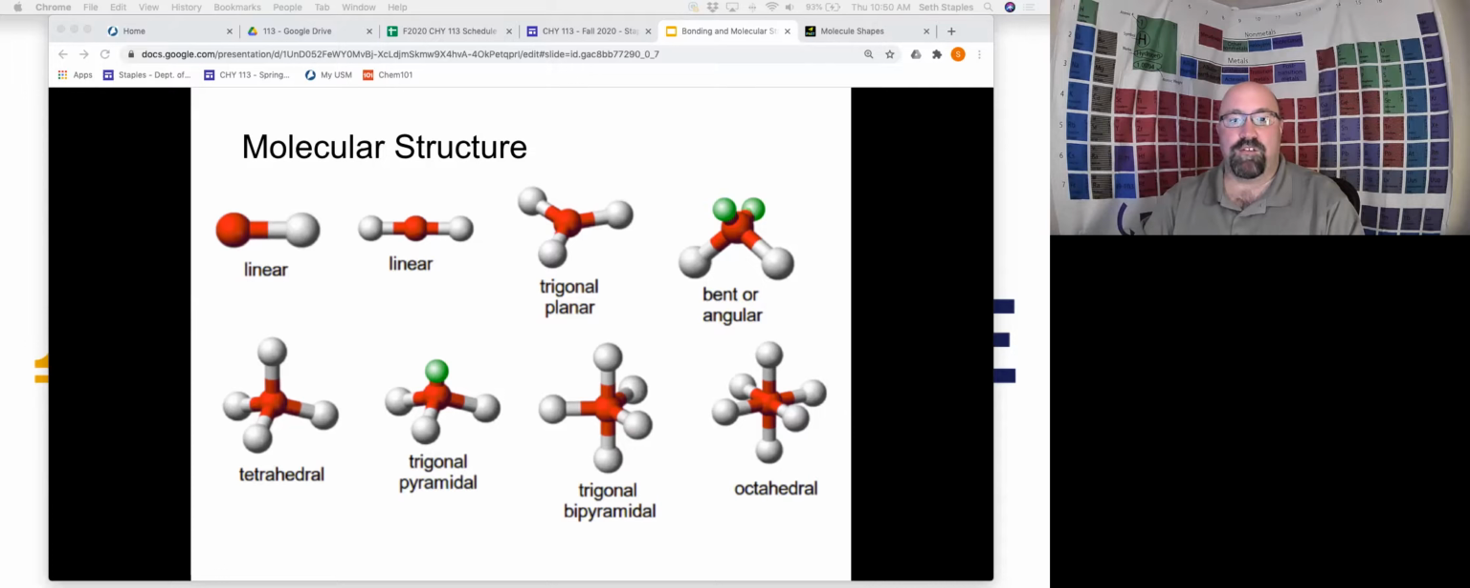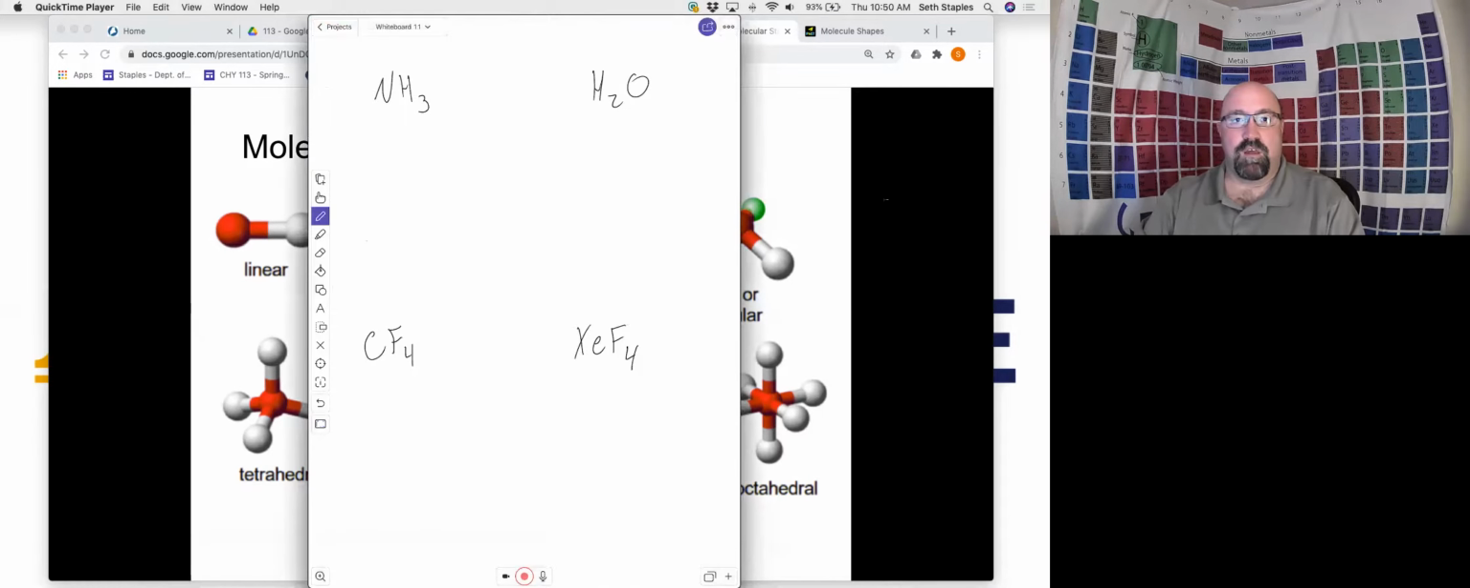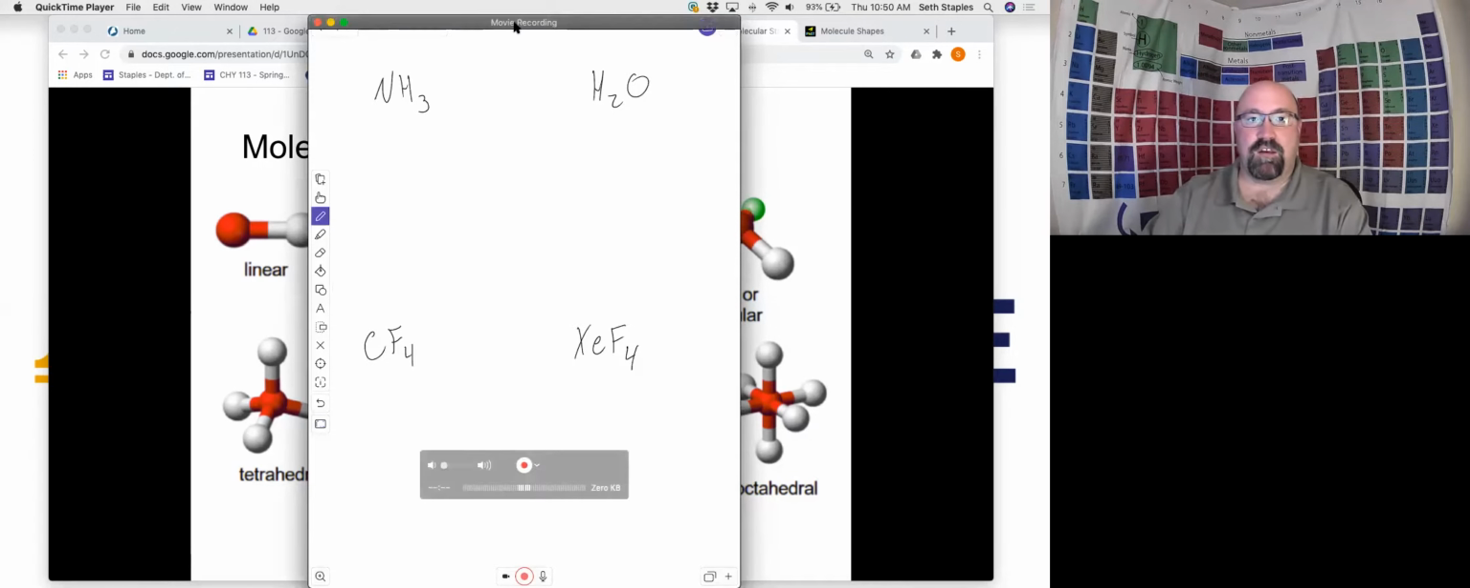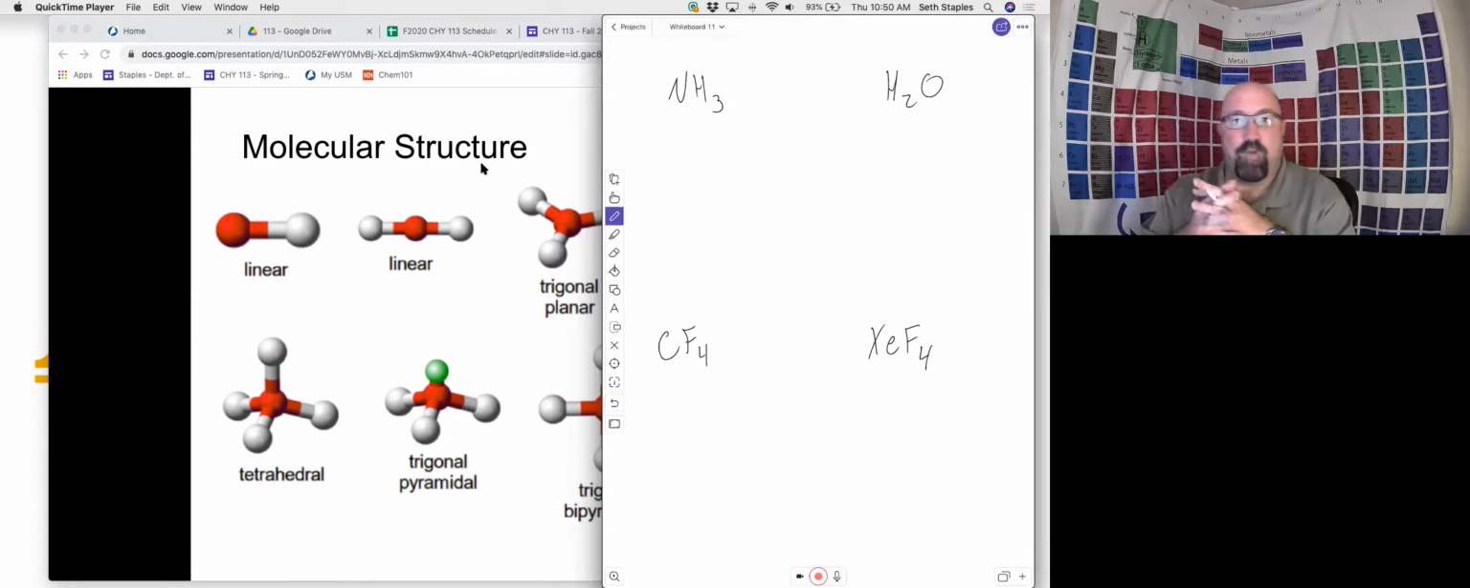There are several different molecules that I want you to go ahead and draw the Lewis structures for: NH3, H2O, CH4, and XeF4. Apply the rules for Lewis structures that we went over last time. Feel free to pull the rules out and have them right in front of you as you're doing these structures. Go ahead and pause the video now, and then come back and we'll go over each of these different structures.